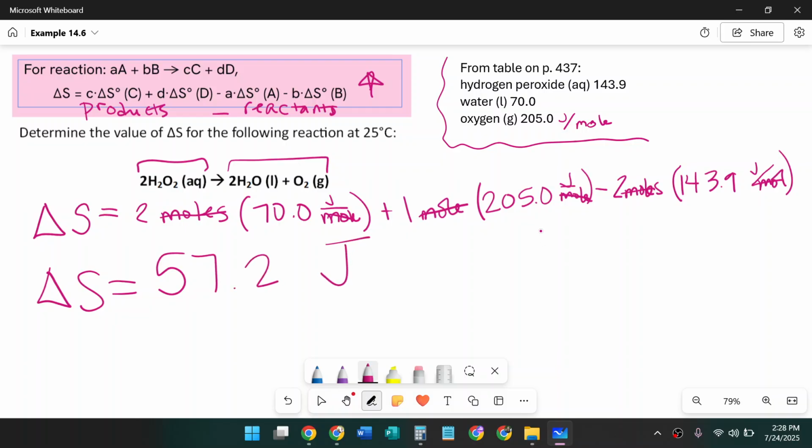57.2 joules. All right. Oh, just kidding. I need to put the K. I don't think I put the K on the bottom of any of my little things. Mole times K. Mole times K. Mole times K. And all of these have the same thing. Joules per mole times K. All right.